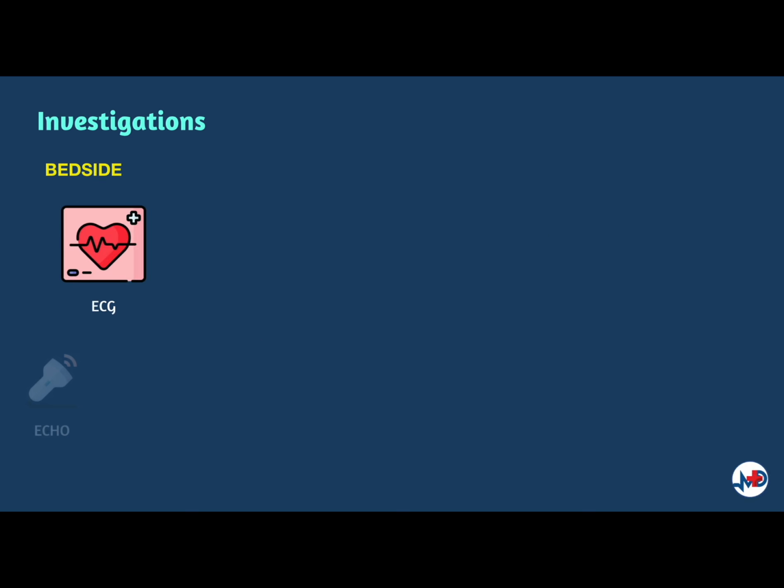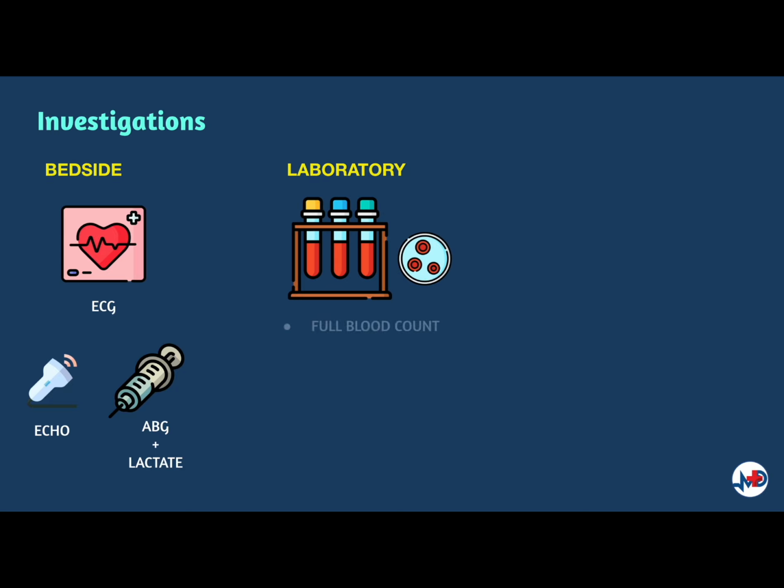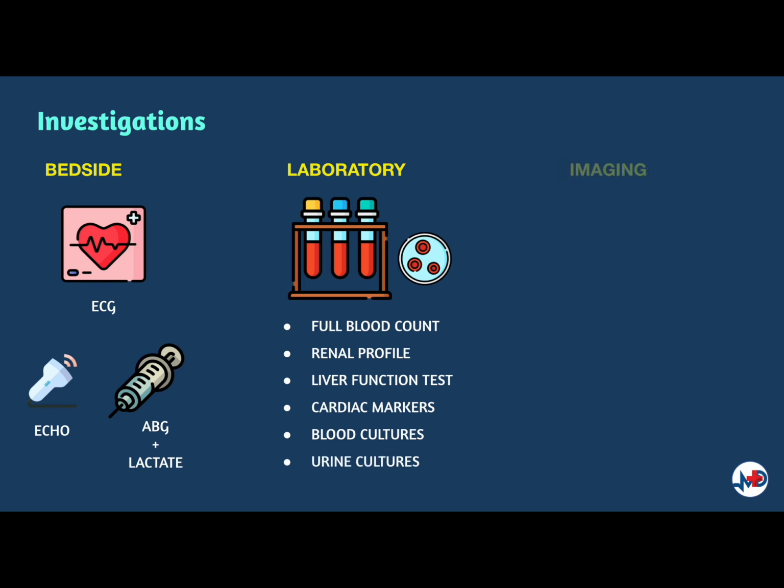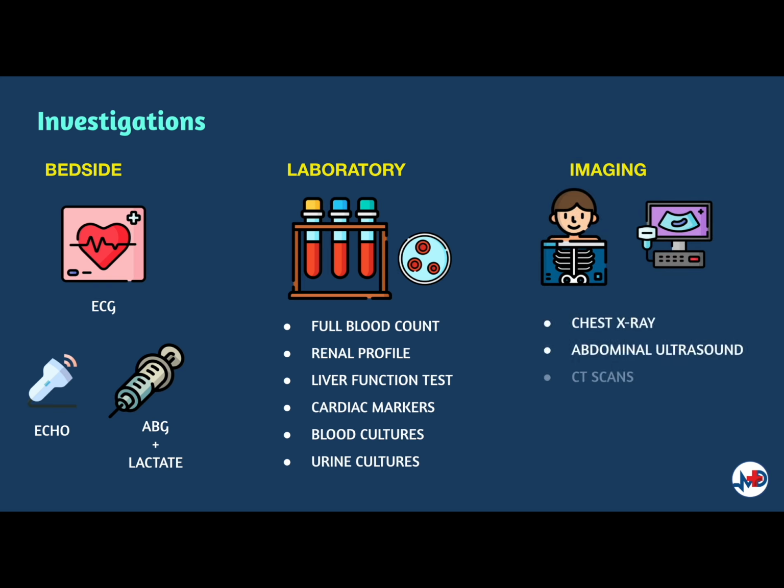These are examples of investigations that can be carried out in a state of shock. You may do bedside examinations or tests such as ECG to look for any cardiac dysrhythmias, echocardiogram to evaluate the function of the cardiac system, your arterial blood gas, which will also indicate the lactate levels. Lab investigations that can be done would include a panel of full blood count, renal profile, liver function tests, cardiac markers, blood cultures and urine cultures.